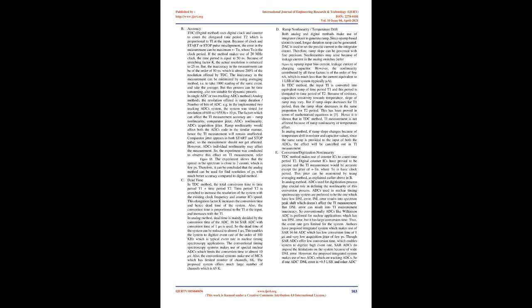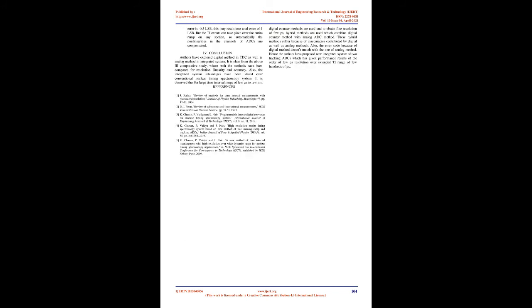D, ramp nonlinearity and temperature drift. Both analog and digital methods make use of an integrator circuit to generate the ramp. Since an op-amp-based circuit is used, a longer duration ramp can be generated. A DAC is used to set the precise current in the integrator circuit. Therefore, the ramp slope can be governed with fine precision. Nonlinearities may arise because of leakage current in the analog switches, refer Figure 6, op-amp input bias current, and leakage current of the charging capacitor. However, the nonlinearity contributed by all these factors is of the order of a few nA, which is much less than the current equivalent to 1 LSB of the system, typically µA.